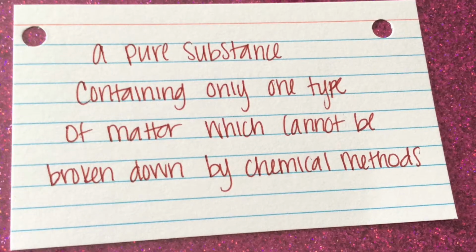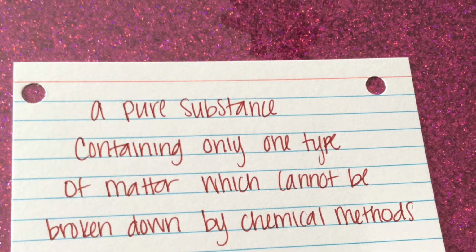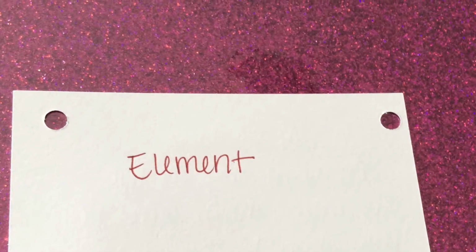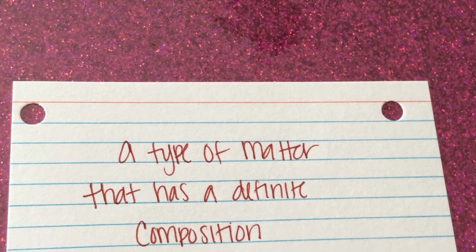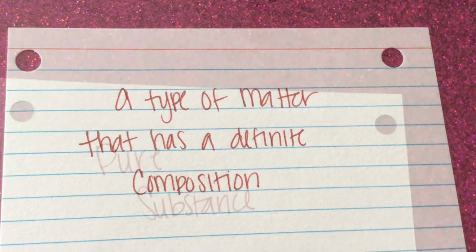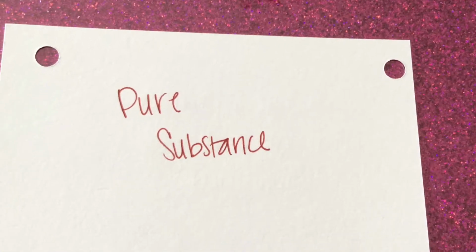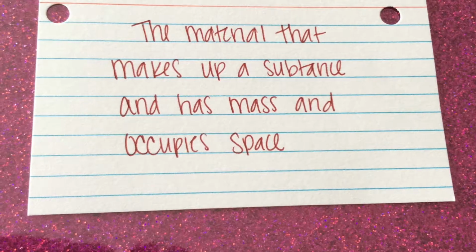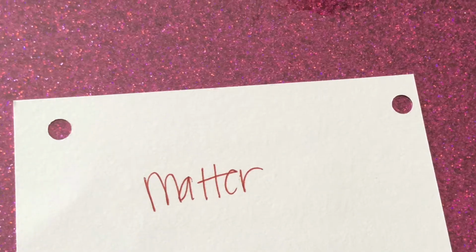A pure substance containing only one type of matter which cannot be broken down by chemical methods. Element. A type of matter that has a definite composition. Pure substance. The material that makes up a substance and has mass and occupies space. Matter.